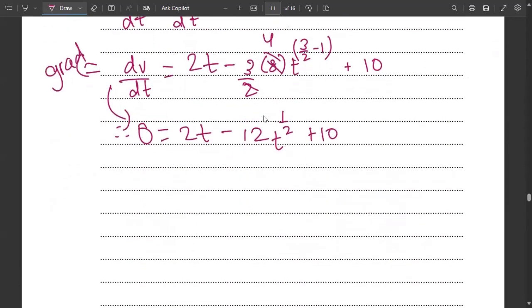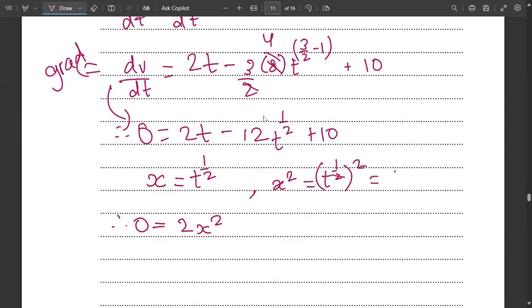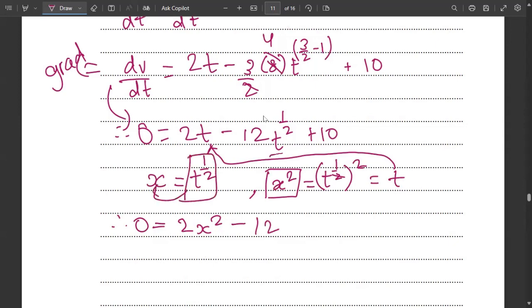Now I will let x be equal to t raised to 1 by 2. Therefore 0 is equal to 2x squared. Why? Because x is t raised to 1 by 2, so x squared will be t raised to 1 by 2 the whole squared, which is t raised to 1, which is t. And instead of this t, hence I can write x squared. So 2x squared minus 12, t raised to 1 by 2 is x, so instead of t raised to 1 by 2 I can write x, plus 10.